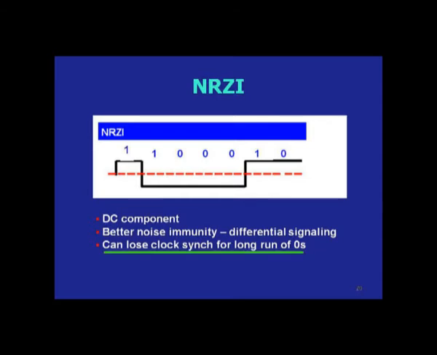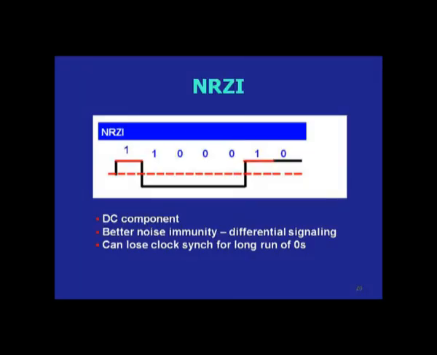The third is it can lose clock synchronization for long runs of zeros. If you have long runs of ones, remember that every one will give you a transition. But if I have a long run of zeros, then there will be no transitions at all, so you are likely to lose synchronization. So this is what we have with the NRZ-I scheme.